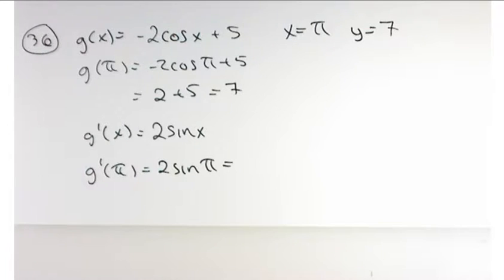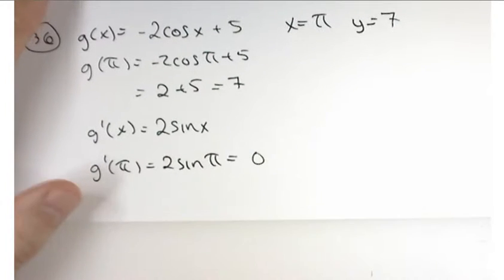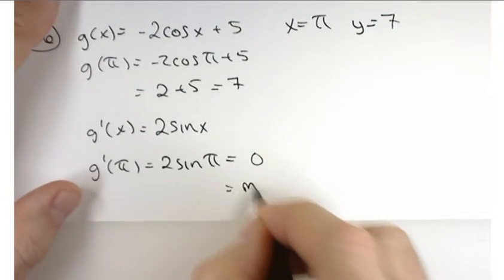Amelia, what's the sine of pi? 0. So the derivative here is 2 times 0, or just 0. And that's the slope of the tangent line. Thank you.